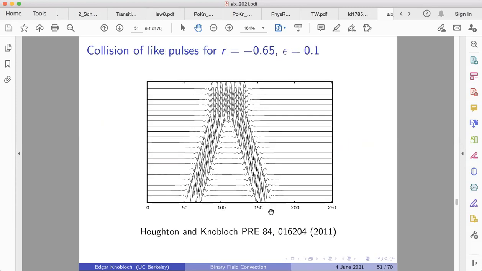And here is a picture of collision of two localized solutions moving towards each other, head-on collision, time increases upwards. They come together, they coalesce into this stationary solution. So these are very sticky collisions. This is not an integrable PDE system.